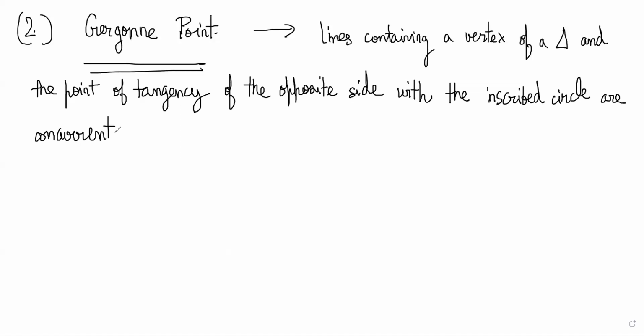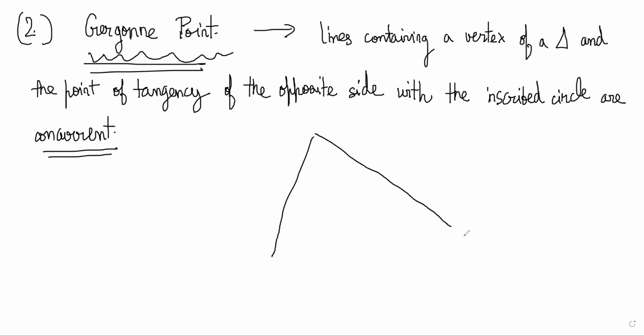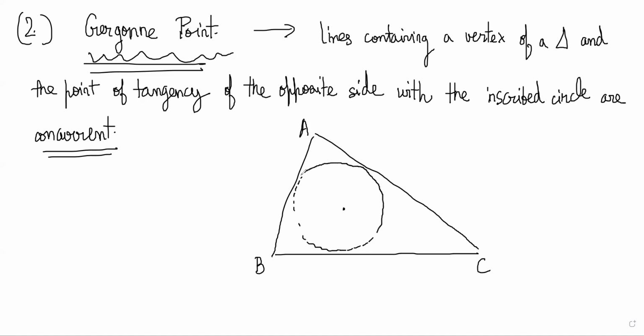So what is the meaning of this statement? The point of concurrency is known as the Gergonne point, right? So right now I will explain what is the meaning here. Let's say this is a triangle. Let's say my incenter is somewhere here. What is an incenter? It is the point from where the inscribed circle is drawn. And let's say the inscribed circle is tangent to the sides at these points D, E, and F, right?